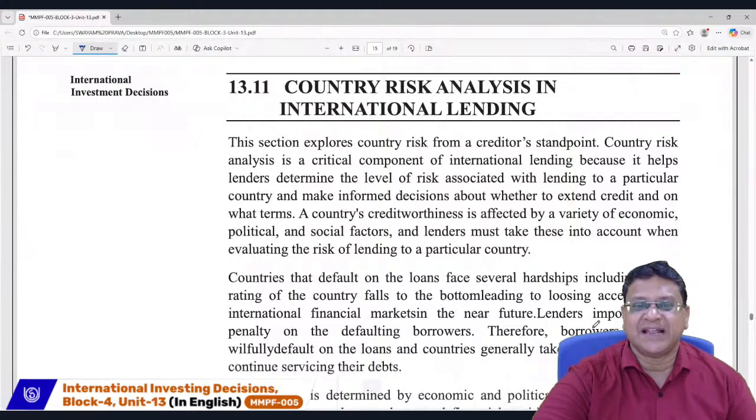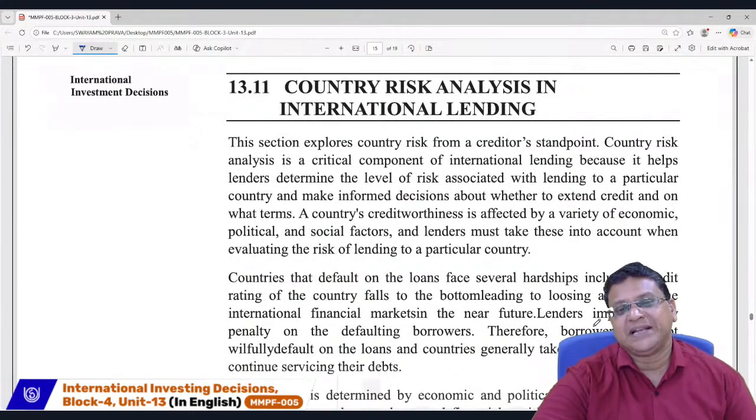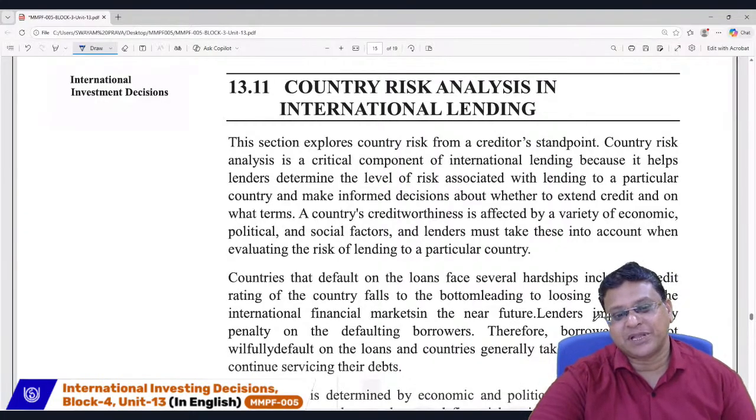So country risk analysis can be done by international investors. International lenders also analyze country risk. Lender means those who provide creditorship capital. They also analyze the country risk associated with a particular country.